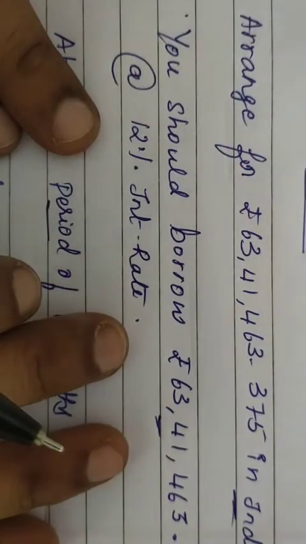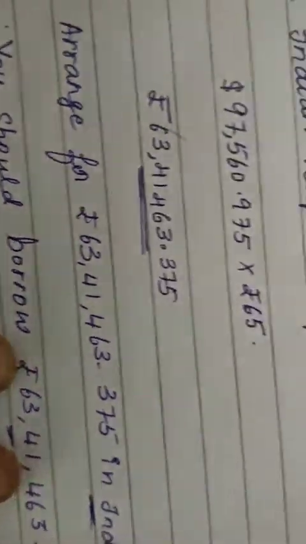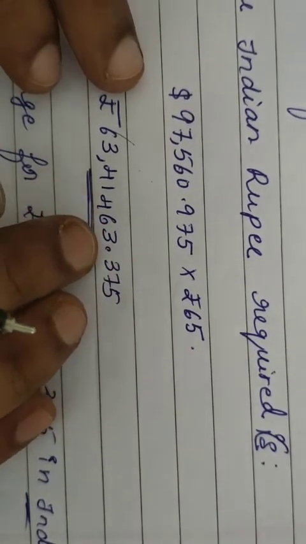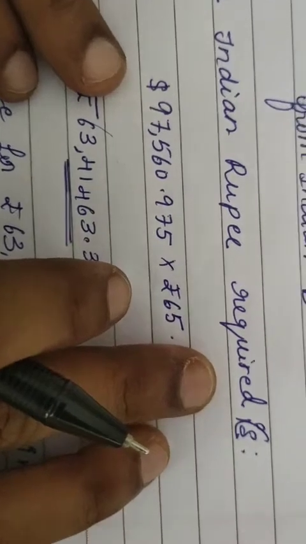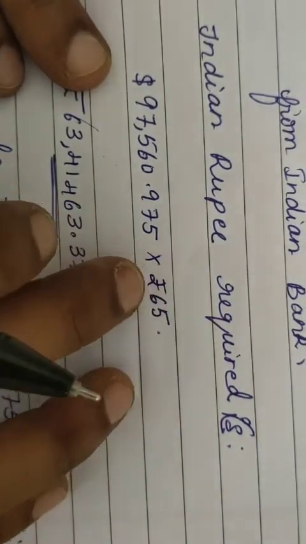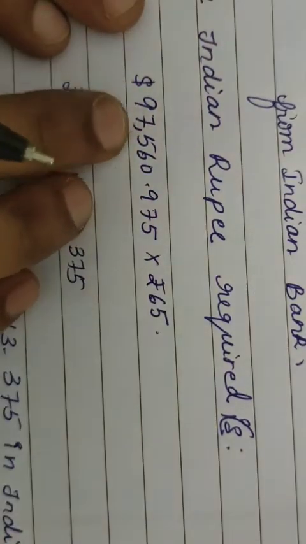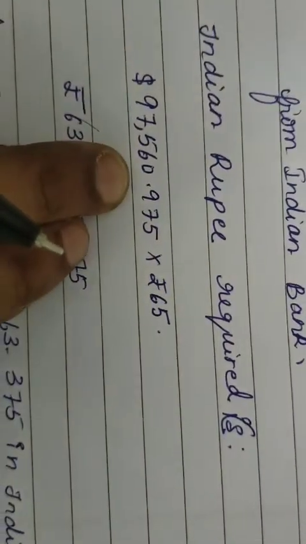You go for borrowing money. Yes, now you have money. And what you're going to do? You get the 63,41,463 rupees. And once again you go to the bank for the conversion. You'll convert at this rate, 65. And then you get $97,560. Then this amount is invested in the US bank.